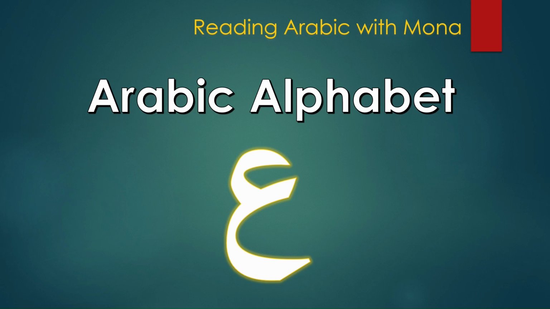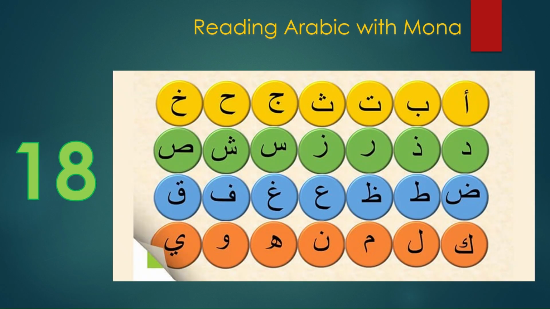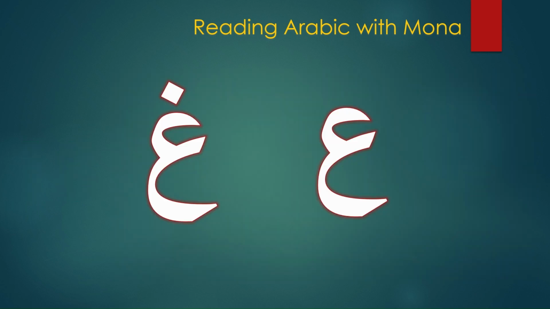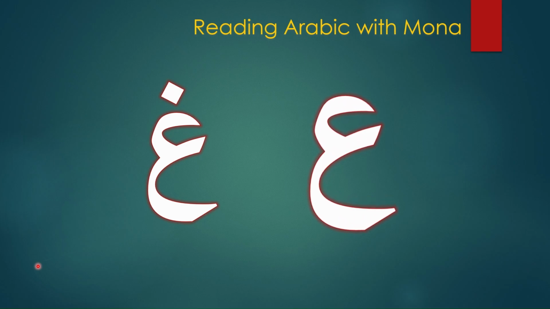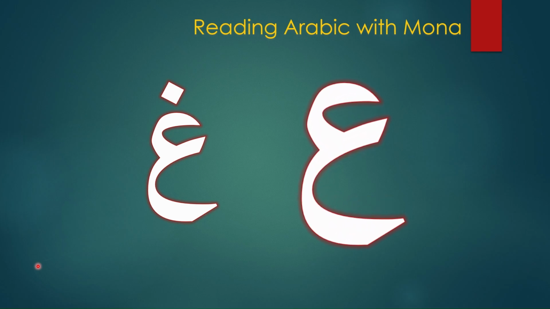Today's lesson is about the Arabic letter Ain. The letter Ain is the 18th letter of the Arabic alphabet. The letter Ain is one of the two letters that share the same shape, except that the Ain is without a dot. The shape of the letter looks like two connected curves. The top is smaller than the bottom.